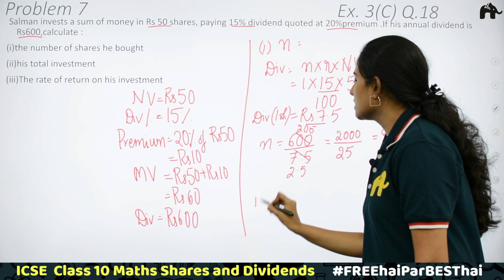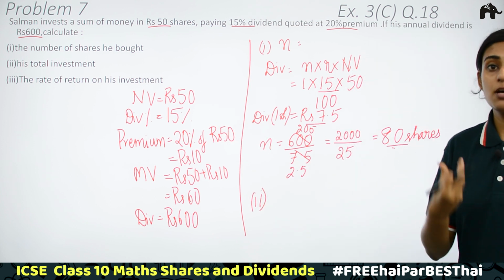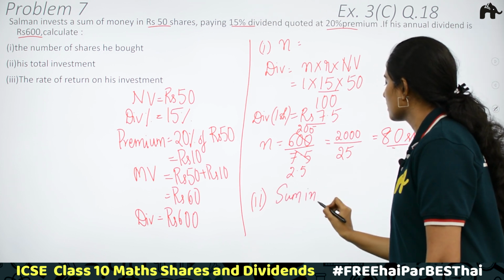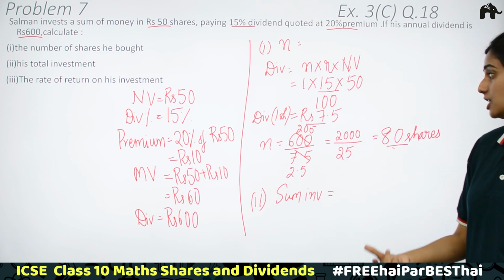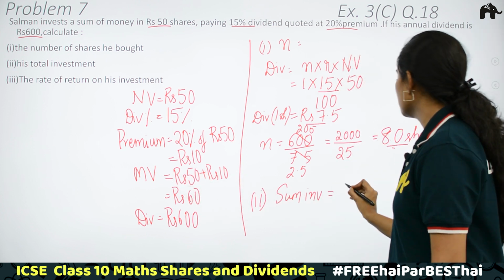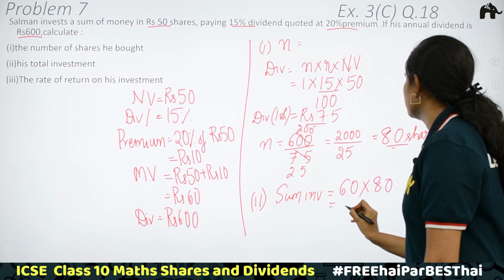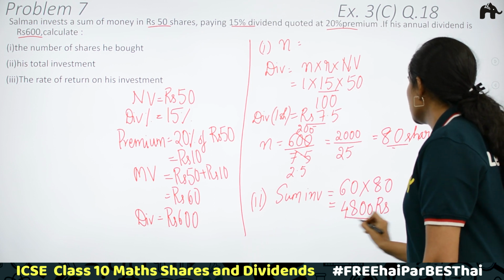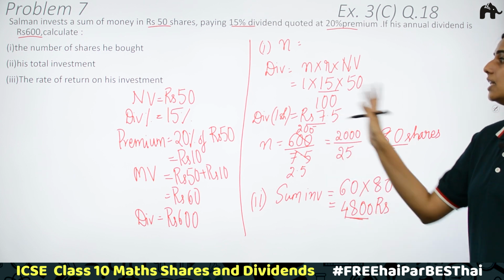Now the second part is total investment. Sum invested is equal to market value of one share into number of shares. We have the market value, that is 60, into number of shares 80. You will be getting 4,800 rupees.